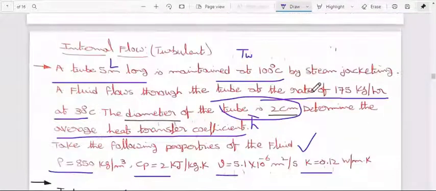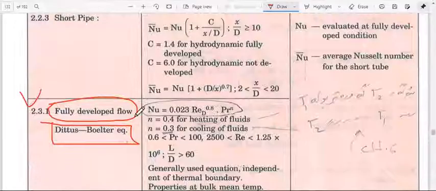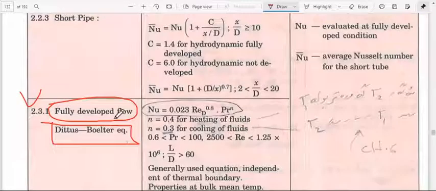So again, I am considering this question: a tube 5 meters long is maintained at 100 degrees by steam jacketing, and a fluid flows through the tube. That means fully developed flow. That's why I'm considering Nu is equal to 0.023 Re to the power 0.8 into Pr to the power n. So here, n equal to 0.4 for a heating fluid and 0.3 for a cooling fluid.